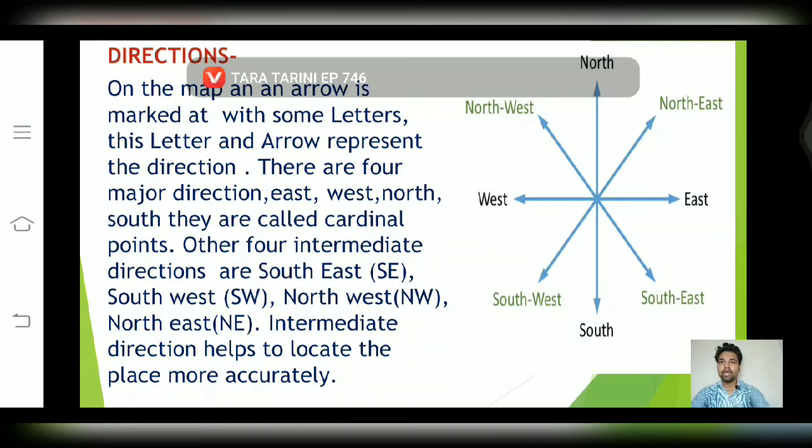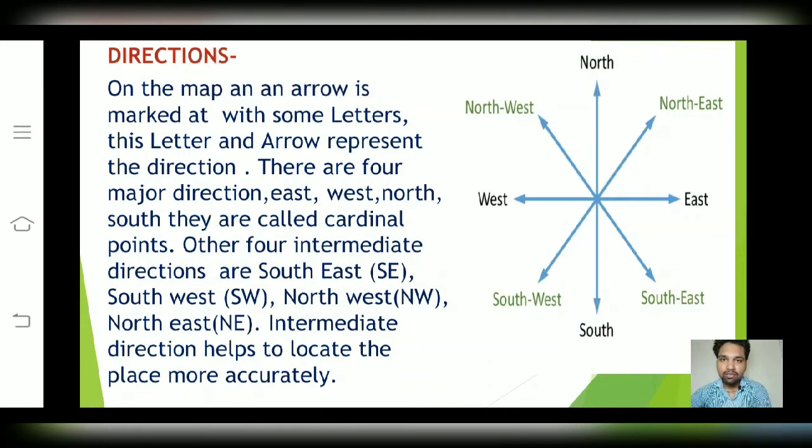Friends, on the map there are some arrows shown, and with these arrows some letters are also represented. The direction of the arrow basically represents the direction of the object we want to know. Friends, there are mainly 4 directions. The figure is given, so you may correlate the statement and the figure. There are 4 main directions which are written in black color, that is east, west, north and south.